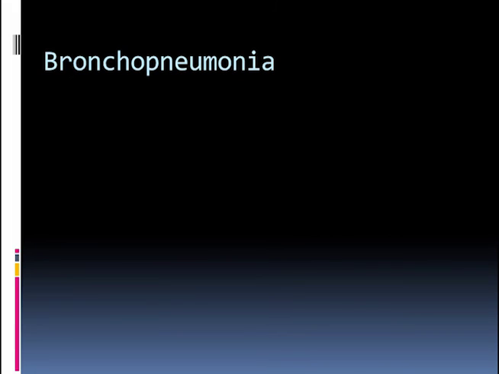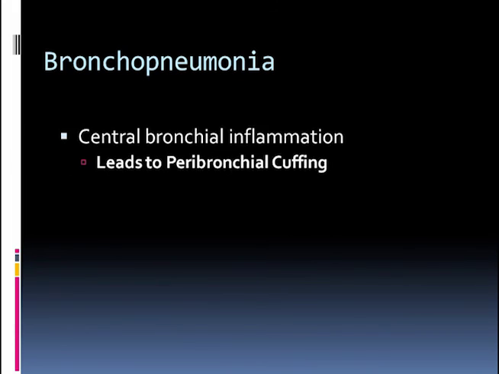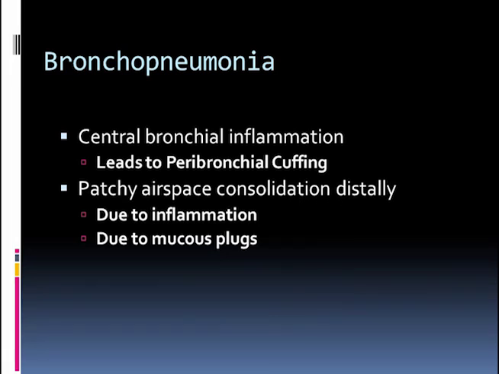On the other hand, bronchopneumonia is a different kind of pneumonia. It's caused usually by inhaled pathogens, and so you get a central bronchial inflammation. This is going to lead to peribronchial cuffing centrally, and it's going to also lead to mucus plugging. Now, most of the disease is within the bronchial tree itself, so you get an inflammation within the bronchus.